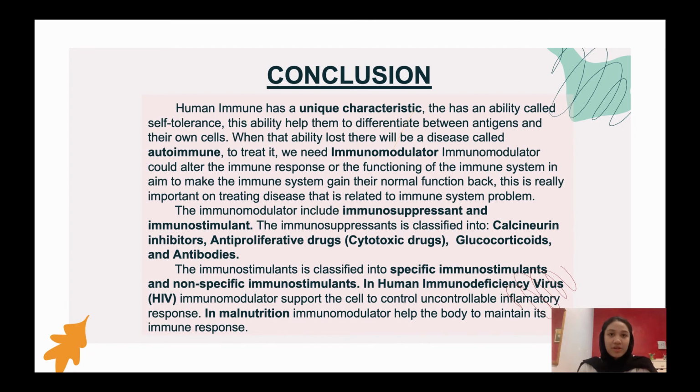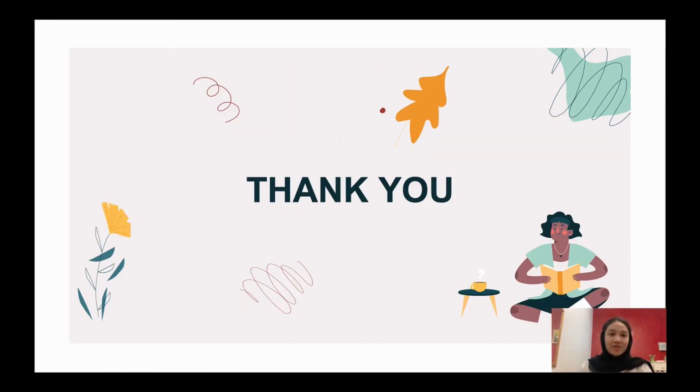Immunosuppressants are classified into calcineurin inhibitors, antiproliferative drugs or cytotoxic drugs, glucocorticoids, and antibodies. Immunostimulants get divided into specific immunostimulants and non-specific immunostimulants. In human immunodeficiency virus or HIV, immunomodulators can help to control the uncontrollable inflammation, while in malnutrition, they help the body maintain its immune functions. So that's all for our student project presentation.